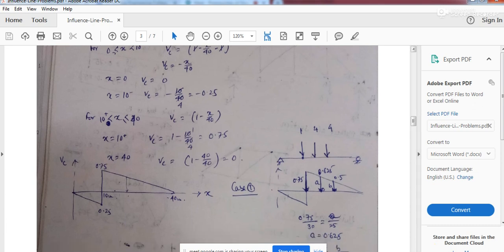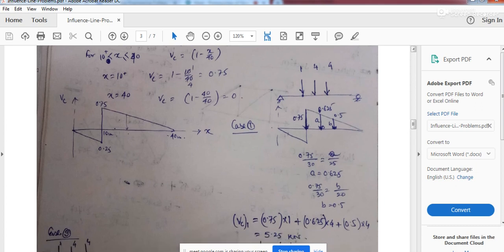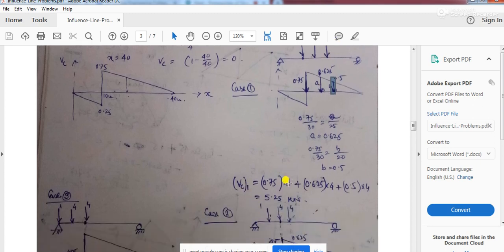For the trial and error method, step by step, first there will be case 1. So this case 1 is this one. The load will first reach this maximum ordinate 0.75. Once it reaches the maximum ordinate 0.75, you need to find the values of the other ordinates. You multiply those ordinate values with the loads, and you get the shear force at that particular position, okay. So this is to find these ordinates.